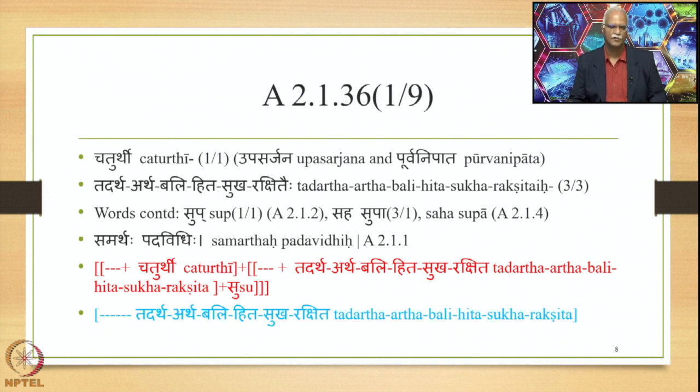So now we have the compound in this particular format, where you have this purva pada, at the end of which appears the caturthī vibhakti after a pratipadika, and the second pada is such that there are these words and the words expressing these meanings. These are the words which are the pratipadika words, and of course there is the suffix su which is stated over here. So caturthī and the tadartha artha balihita sukha rakshita, these are the pratipadikas. And then the output generated is the pratipadika in the first pada followed by tadartha artha balihita sukha rakshita, any one of them as the uttara pada. That is the output of the application of this particular sutra.